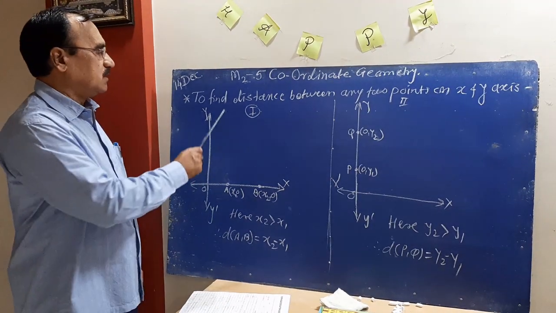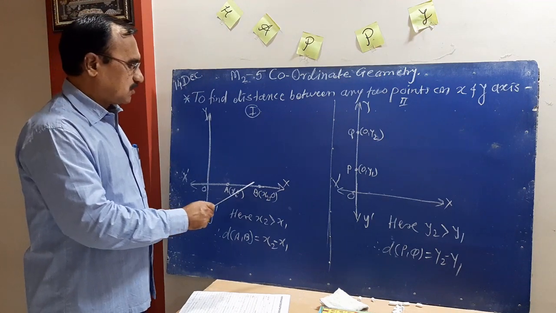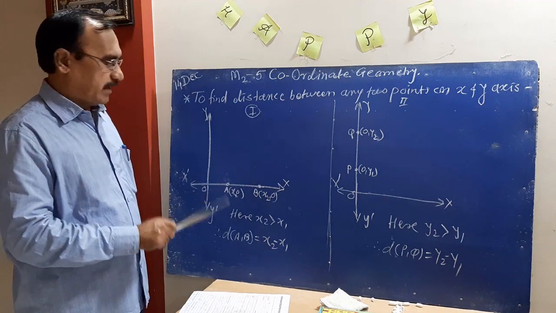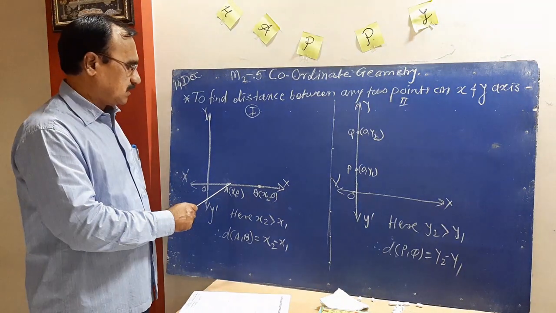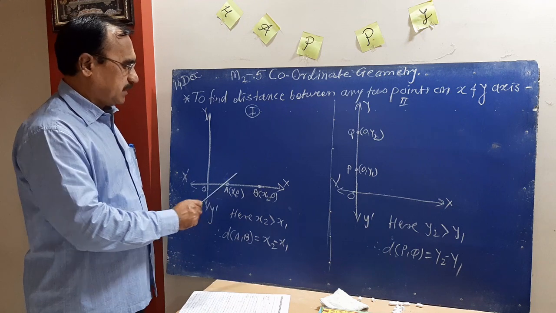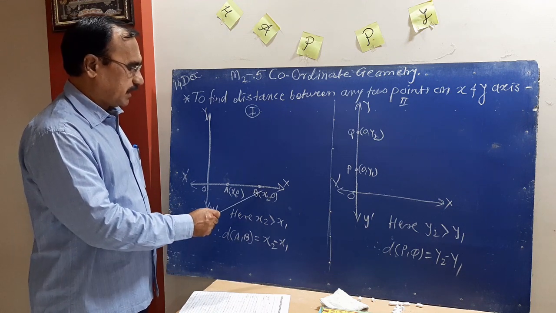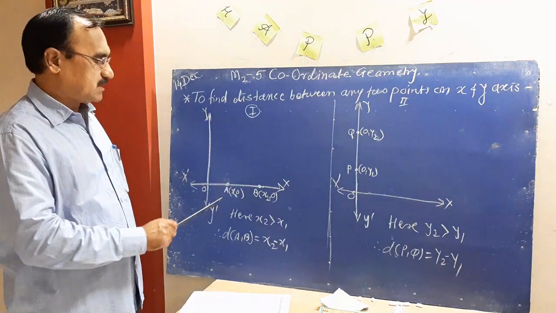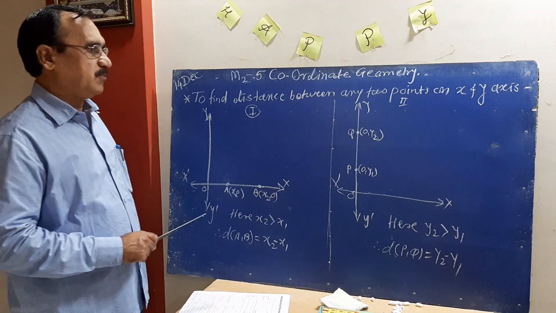Now we have to find the distance between 2 points. These are the 2 points A and B. We have to find the length of segment AB, or the distance between point A and point B. Here x2 is greater than x1, and therefore distance AB is equal to x2 minus x1. This is the length of segment AB, or the distance between points A and B.